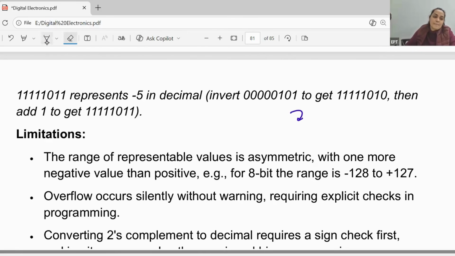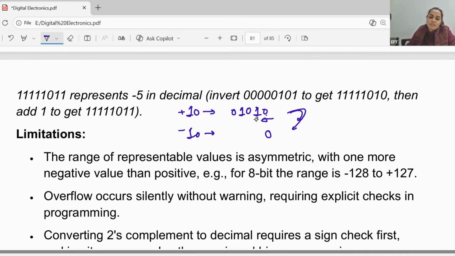Suppose I have 10. So how will you write it? 1 0 1 0. This is 10, right? I will put 1 0 for the sign. Now let's find out minus 10. So I will take the 2's complement. I will start from here. So 1 0, I will write 0 as it is.